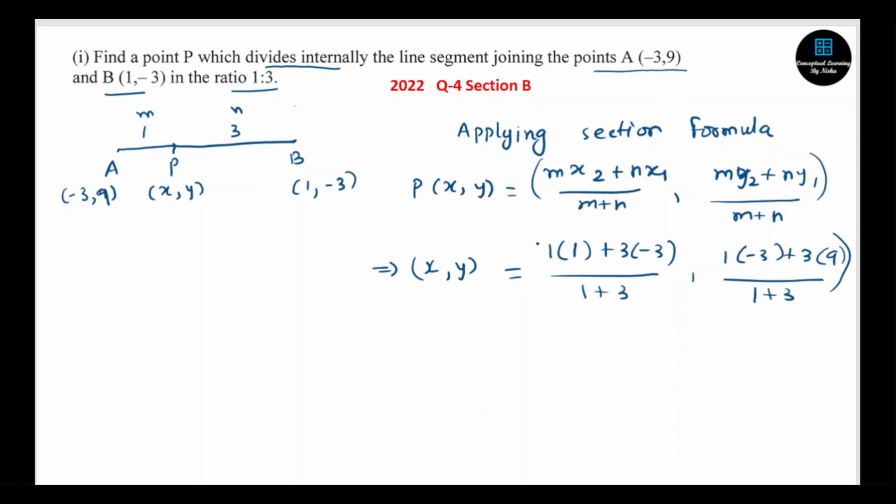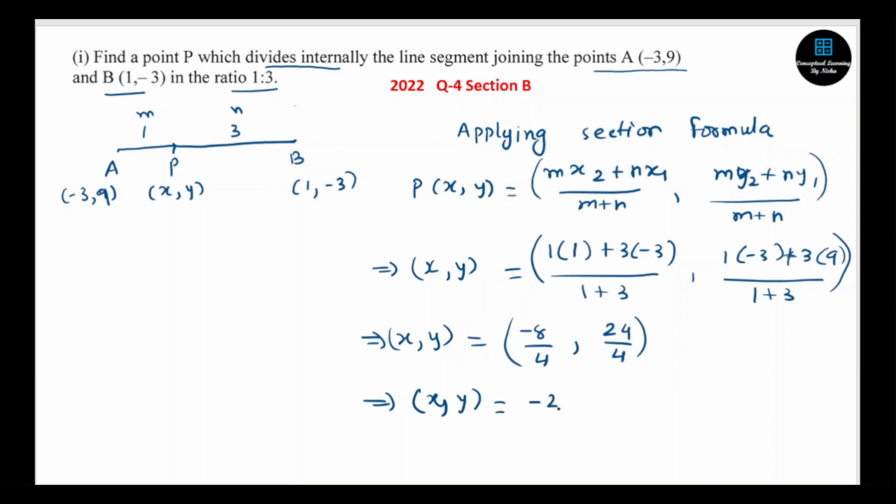And now when I simplify this, what do we get? xy equals, I'll get negative 8 upon 4. First of all, I'll write this 24 upon 4. And when I simplify this, I'll get the coordinate of point P, xy equals minus 2, 6. So this is the required answer. Alright? Okay.